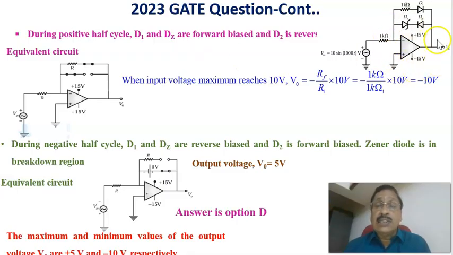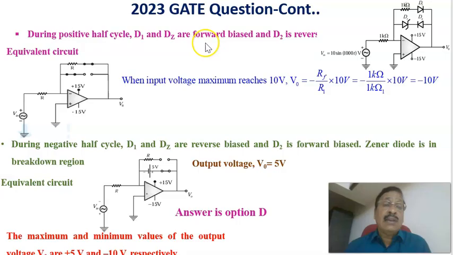This is the circuit that is considered, and the input voltage is equal to 10 sin 1000t, and here the input resistance is connected to the inverting terminal of the op-amp, and the non-inverting terminal is grounded, and this is the feedback resistance, and in that series there is a diode D1, and in this one another D2, and the zener diode. The output is taken here, and these are the biasing voltages plus 15 and minus 15.